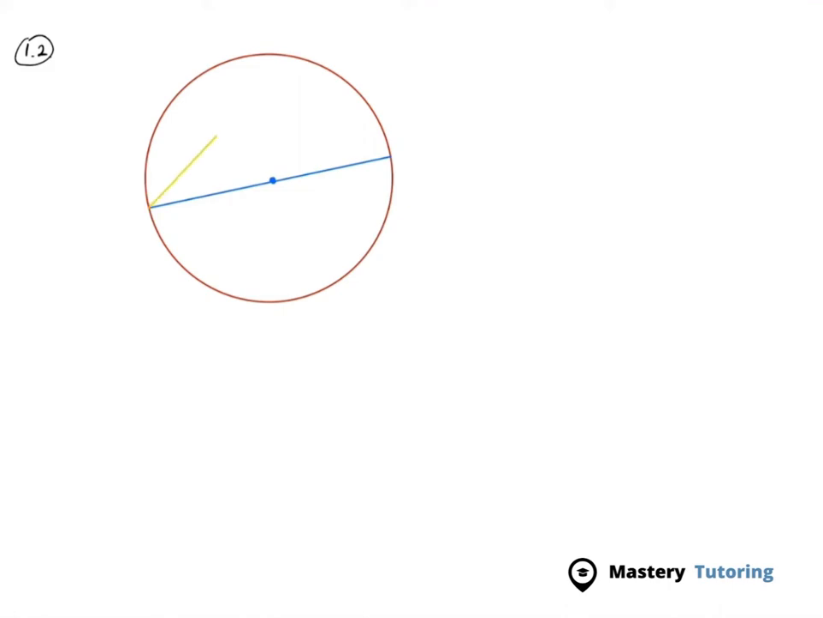1.2, now let's draw a circle. And then on this circle, we have a diameter. If this is my diameter, it means I have the center of the circle there. So now, there's a theorem that says that if you draw a line from one end of the diameter to the other, the angle that is formed is a 90 degrees angle. So this simply means that that is a 90 degrees angle.